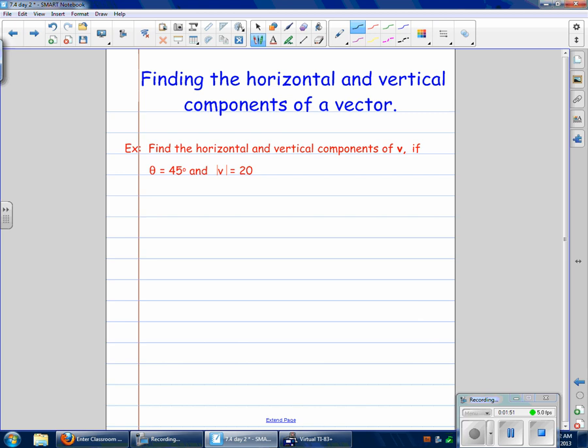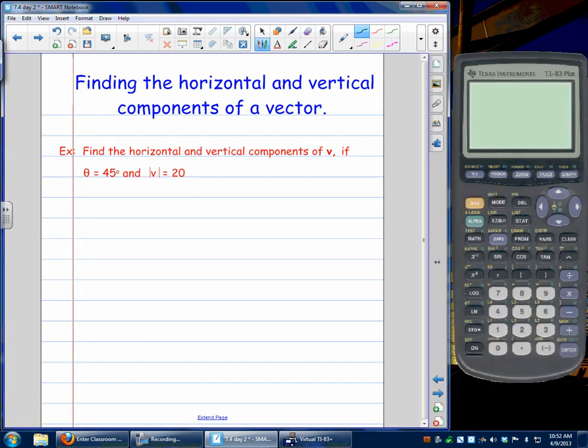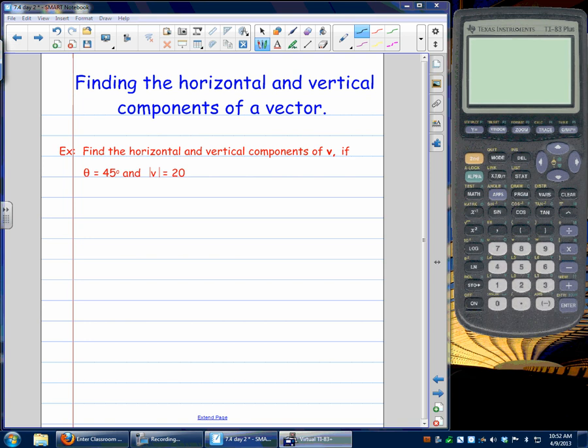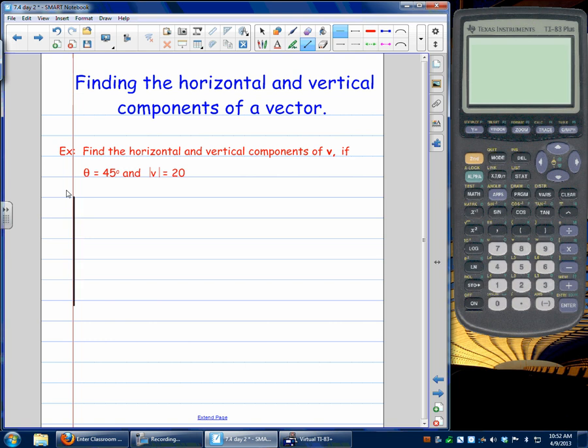Let's try an example here. All right, so we've got to find the horizontal and vertical components. Write this vector as a position vector would be another way of asking this question. So let's see if we can set something up here. I'm just going to do a quick sketch. It's a 45-degree angle, so we know that's positive 45 degrees, which is in quadrant 1. So we'll go ahead and set up a quick little diagram here. 45 degrees, here's our vector.